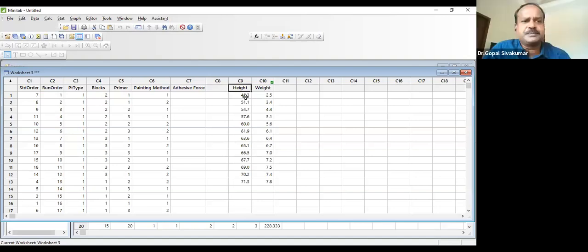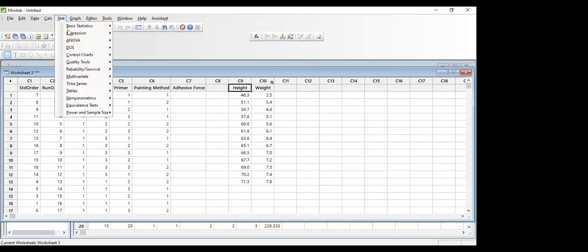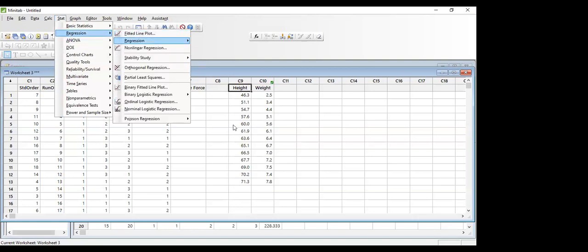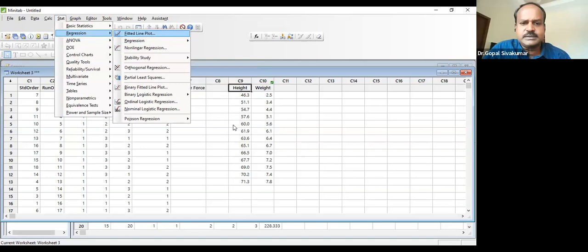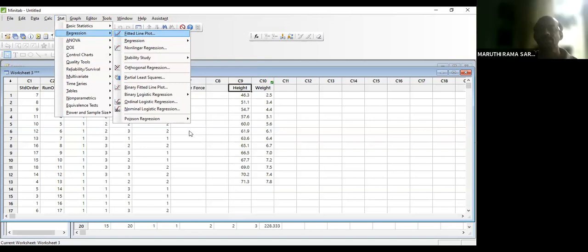Go to Stat, go to Regression, go for Fitted Line Plot. Weight is Y, and height is the predictor. Now, whether the relationship is linear, quadratic, or cubic, we already studied this. So I just give OK.